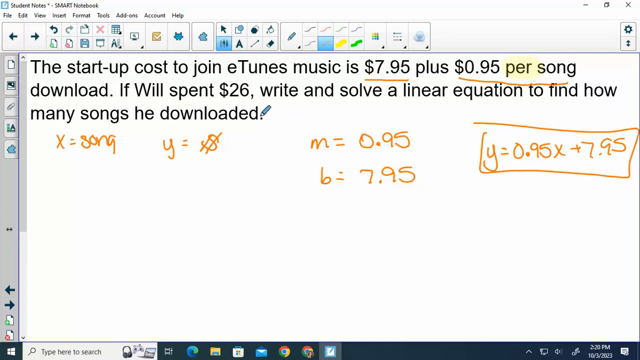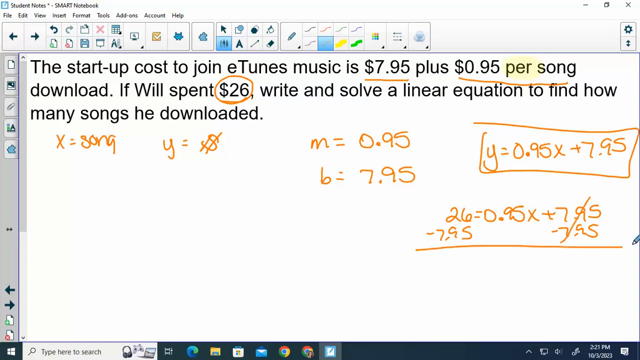All right, now we answer the second question. If Will spends $26. So if that's dollars, is that my X or my Y? My Y was dollars, so I am plugging that in for the Y. Okay, then how do we solve this equation? So 26 minus 7.95.